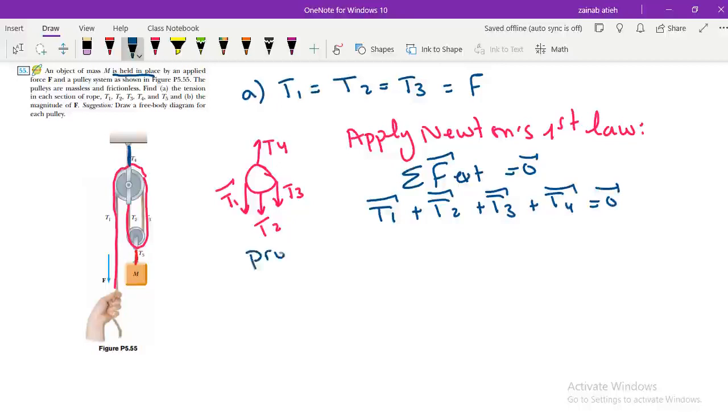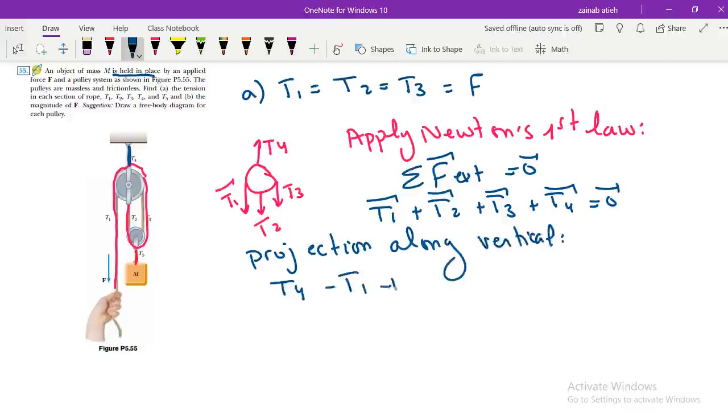Projection along the vertical. These are at rest, so it does not matter if I take the positive sense upward or downward. Projecting along the vertical, I get T4 minus T1 minus T2 minus T3 equal to 0. We all know that T1 equals T2 equals T3 equals F, so T4 is equal to 3F. And this is how we found T4.